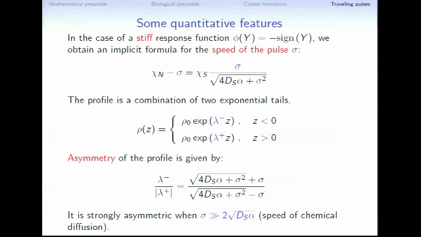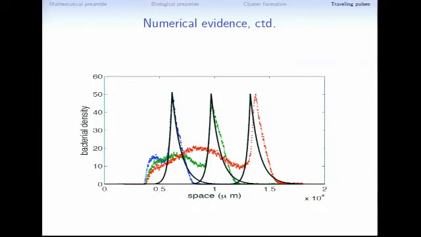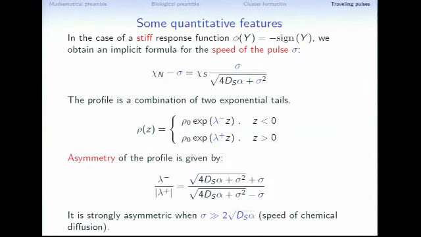You can compute everything in the very extreme case of a step function with a sign. You can derive a formula for the speed of the pulse. And what is interesting, you get these two exponential tails, which were there. Here you have two exponential tails, which are dissymmetric now due to the additional chemoattractant. You can compute an important factor, which is the asymmetry of the profile, which is the ratio between these two exponential decays. And it tells you that the profile is strongly asymmetric when the speed of the pulse is stronger in front of the speed of chemical diffusion.